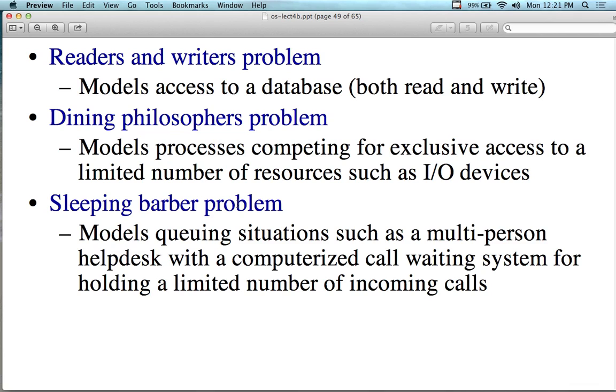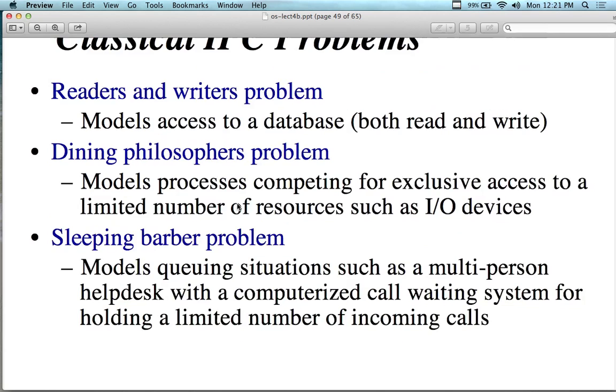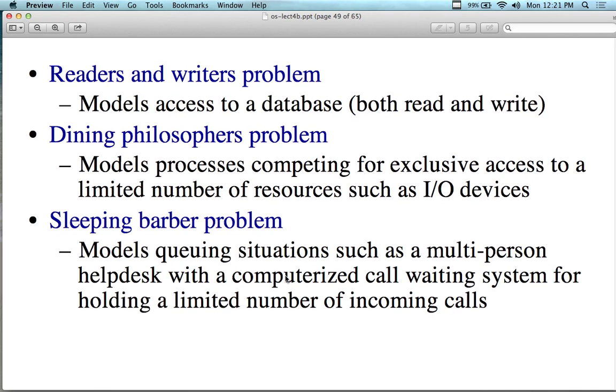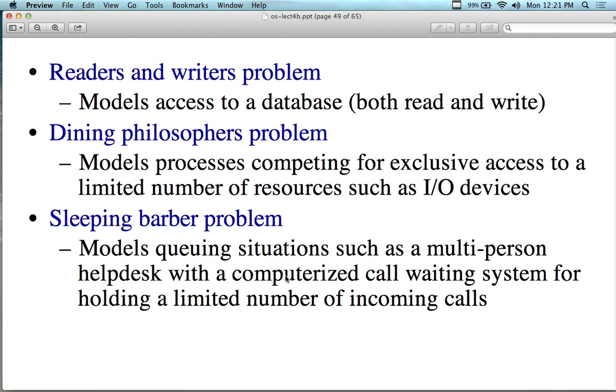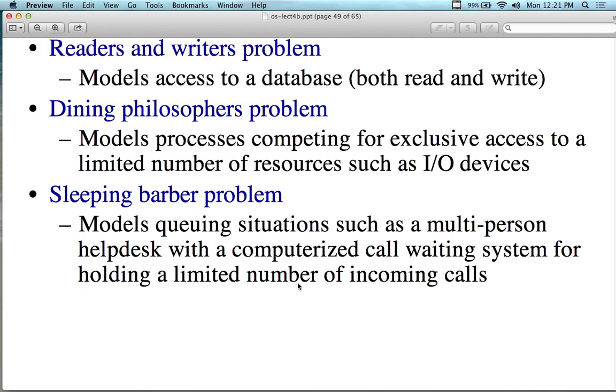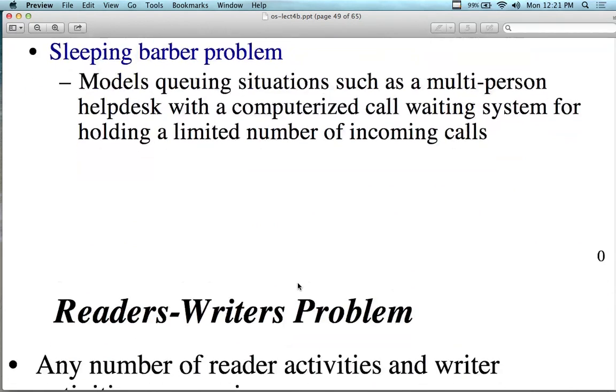Next week I'll go over the assignments that are coming up past the first one. They're just different scenarios. This one is where you're waiting for the instructor during office hours. It models queuing in a situation where we have multiple people at a help desk with a computerized call waiting system for holding a limited number of incoming calls. And you're all waiting, because the barber is sleeping.